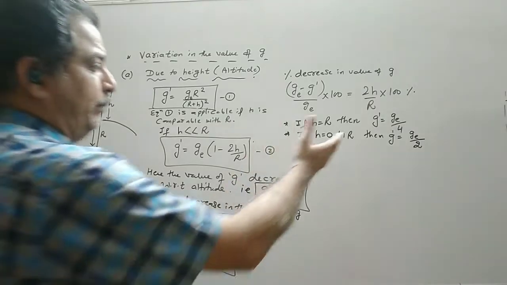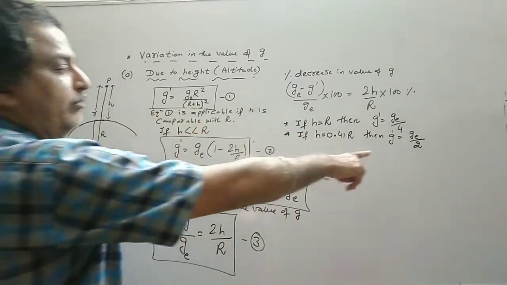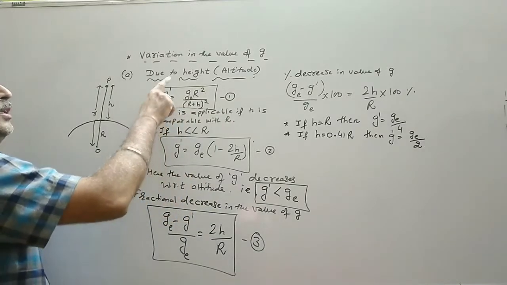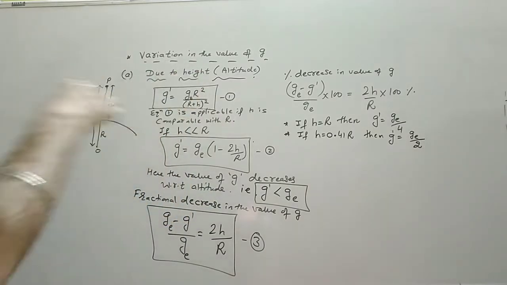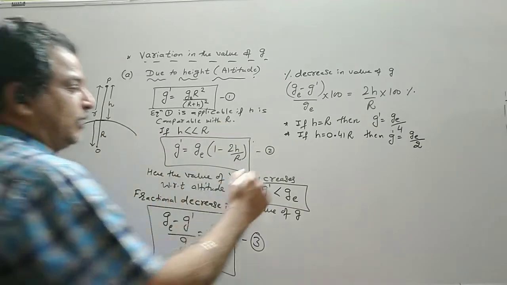So if you don't remember this, you simply substitute the h where the value becomes half. So in the place of g dash, you write ge by 2. ge is cancelled, and you do the necessary calculation, then also you will get this answer. So these are the few points.